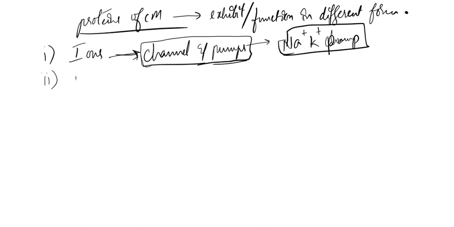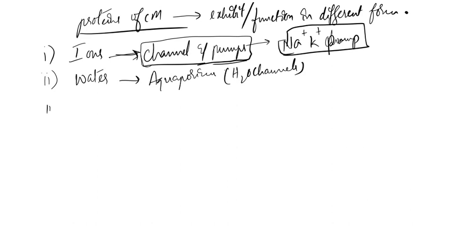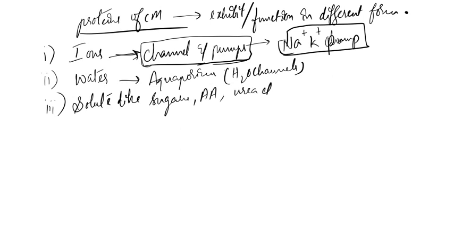And also for transportation of water, what are those transporters called? Aquaporins, right? They are called water channels because they help in transportation of water. And one more function is the transportation of solutes, like sugars, and also amino acids, then urea, etc.